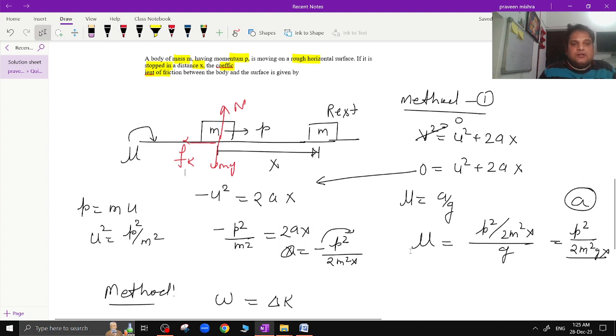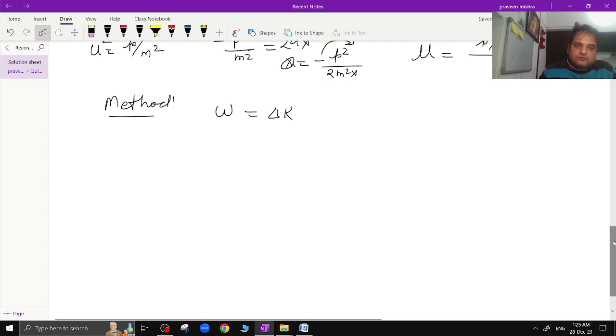So nothing is work done by the normal reaction and mg, because both are making a 90-degree angle with respect to displacement. Only Fk will do work here. Work done by the friction would be minus Fk into x, and what is the change in the kinetic energy? The final kinetic energy is 0, the initial kinetic energy is Ki. So from here you can write Fk into x is equals to Ki.